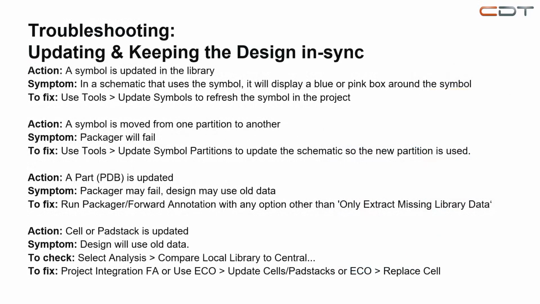For example, symbol was updated in the library. So in schematic that uses that symbol, it will have a blue or pink box around the symbol. Just use tools update symbols to refresh. If symbol was moved from one partition to another, packager will not be working and will fail. Use the same command. If PDB was updated, it may also fail packager because design may have use of old data. Run packager with any option that is not only extracting missing library data, just to take all updates from the library to fix it.